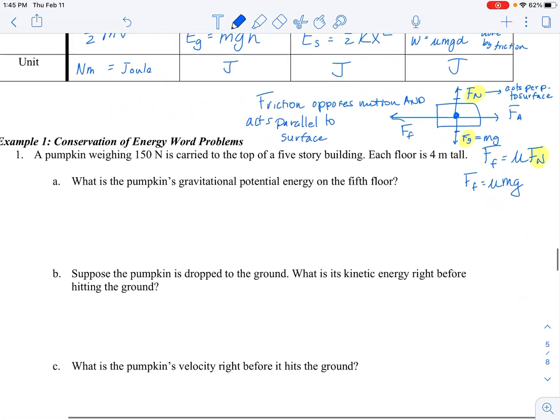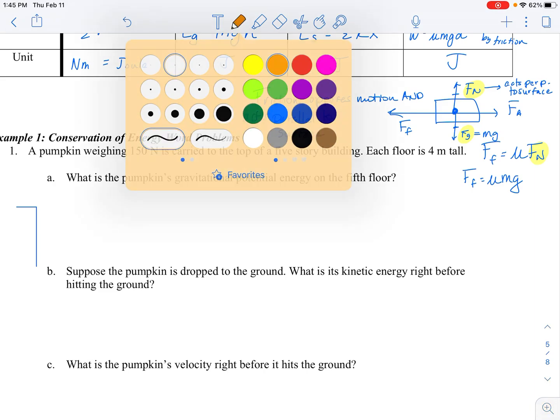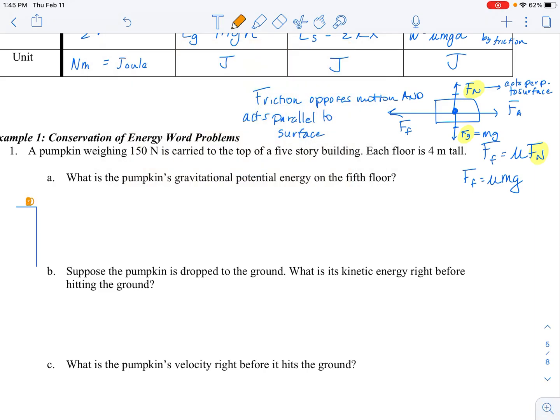All right, let's do some sample problems. A pumpkin weighing 150 newtons is carried to the top of a 5-story building. Each story is 4 meters tall. What is the pumpkin's gravitational potential energy on the 5th floor? Okay, so first of all, we've got a 5-story building. Each floor is 4 meters tall, so this is 20 meters up.